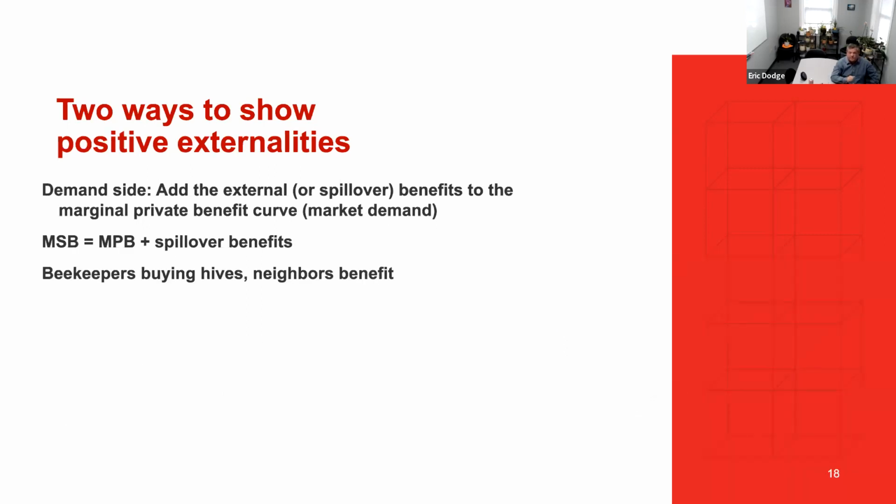All right, let's switch to positive externalities, and we can come back and answer any questions if they pop up now or later, I suppose. All right, the typical way of showing positive externalities is on the demand side. We have a marginal private benefit that goes to the people who are buying something. They're consumers and they get private benefit.